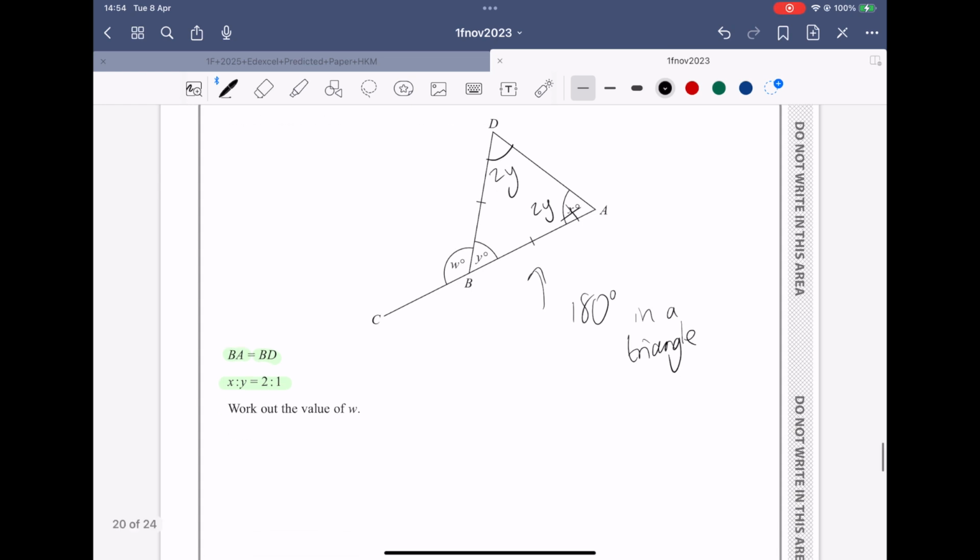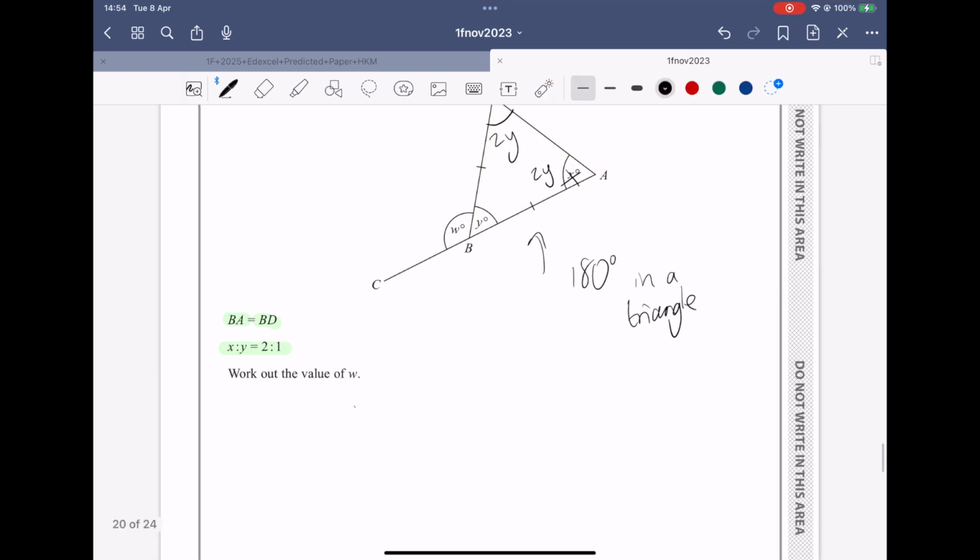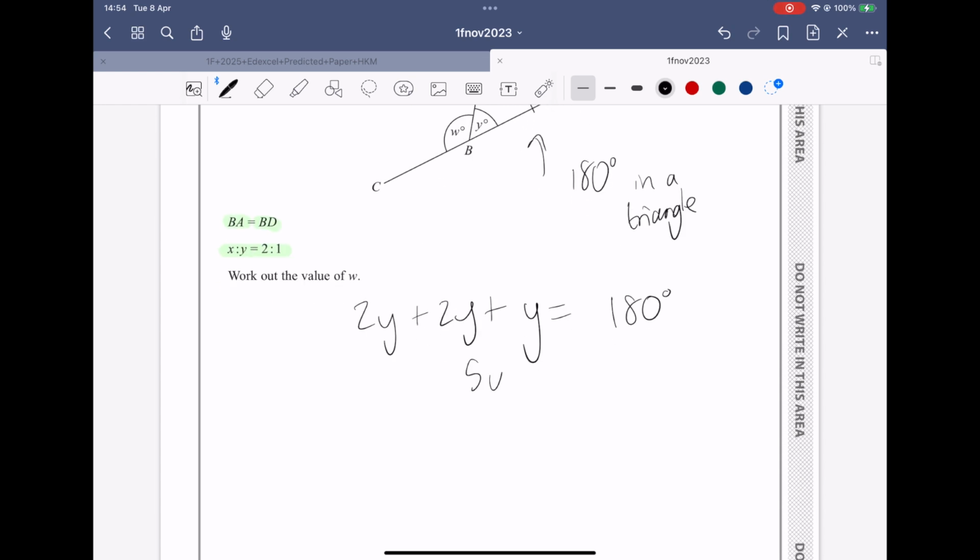So we get a bit of an equation. All these y's in this triangle here add to make 180. So we've got 2y plus 2y plus y makes 180 degrees. So we've got how many y's? We've got 5y equals 180. So y equals, just need to do a division. 180 divided by 5 is 36 degrees. That's how big y is.